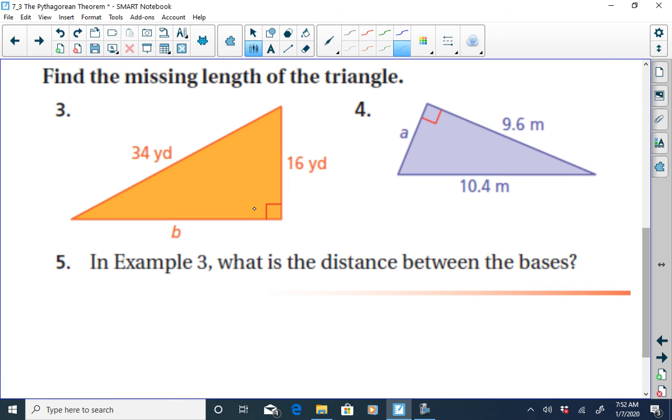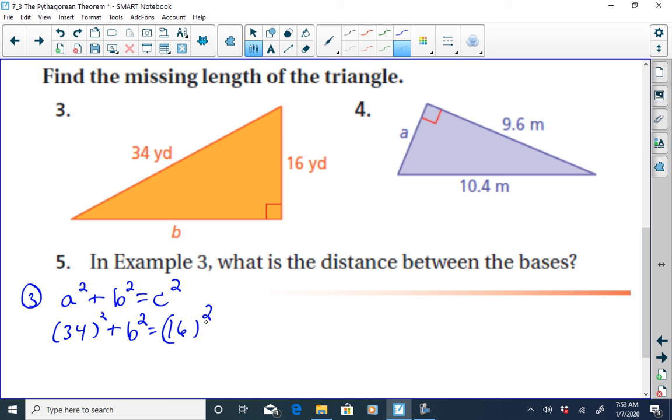Let's try a couple of other examples where we're looking for the legs of our right triangle. Here's our next example, problem number 3. We'll write the formula: a squared plus b squared is going to be equal to c squared. We're given a this time, 34, so 34 squared plus b squared is going to be equal to 16 squared.